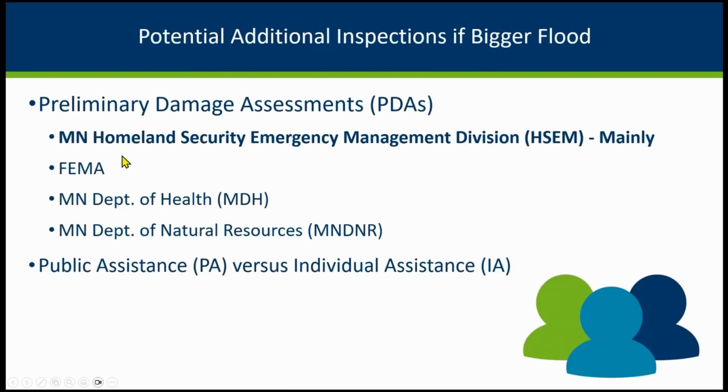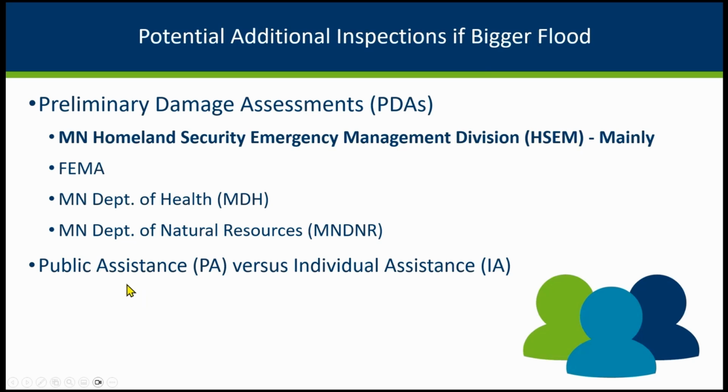So preliminary damage assessments are done as part of the process to determine if it's a big enough flood that there's going to be a federal or state disaster declared. The main folks involved would be Homeland Security Emergency Management and local officials. But if it's a bigger flood, you might have reps from FEMA, you might have some health folks out there, you might have some DNR folks. Mainly it's going to be local officials and Homeland Security Emergency Management.